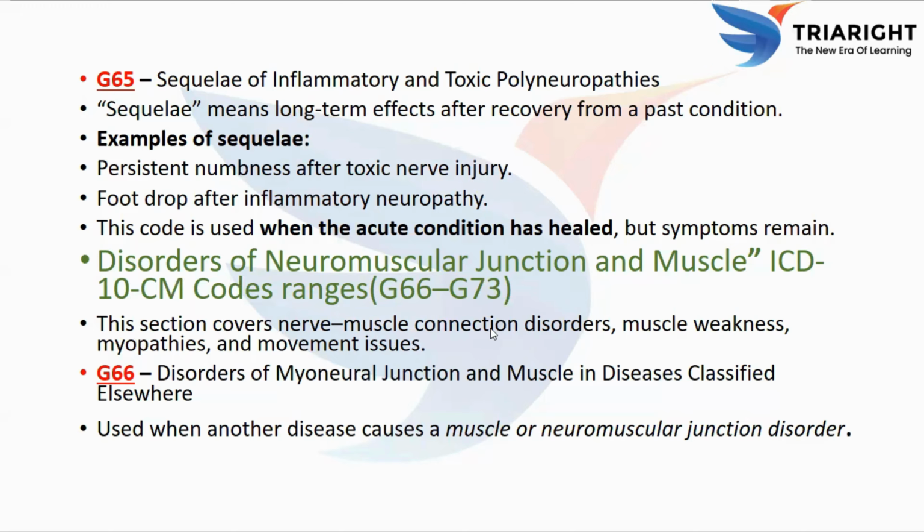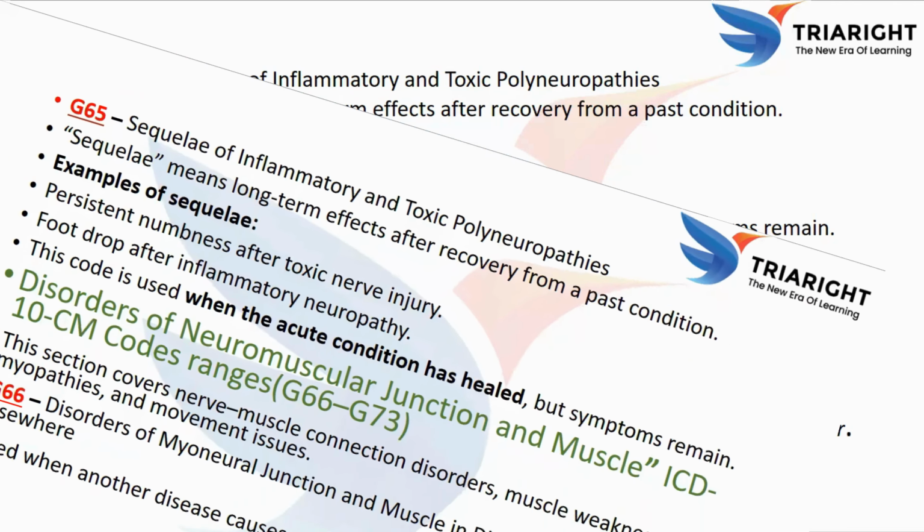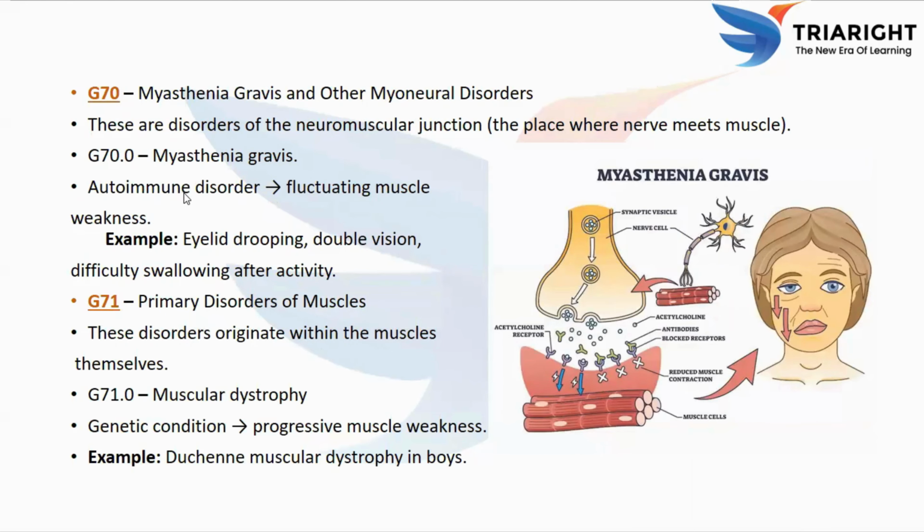So you have to assign this G66 whenever the patient is diagnosed with the disorders of myoneural junction. Next, coming to G70. What is G70? It's myasthenia gravis and other myoneural disorders. So these are the disorders of the neuromuscular junction.